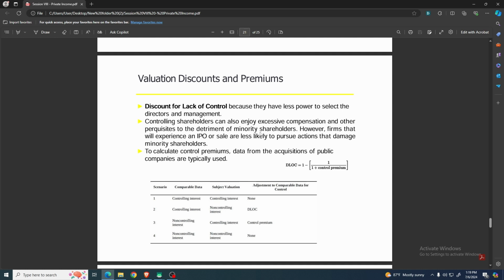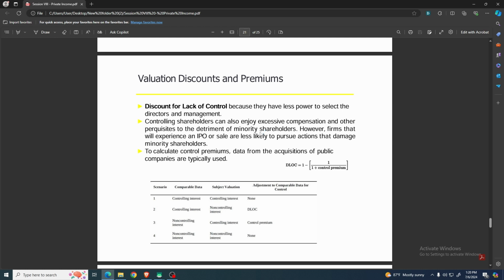Now, valuation discounts and premiums. So valuation discounts and premiums adjust a company's value to reflect factors affecting its marketability and control. So here we are going to focus on two main types of discounts and their calculation methods. Discount for lack of control, DLOC, and discount for lack of marketability, DLOM.